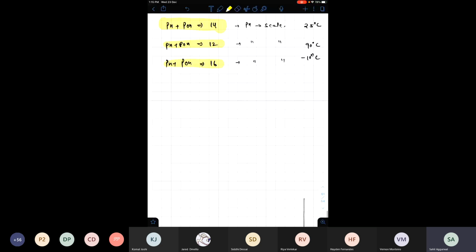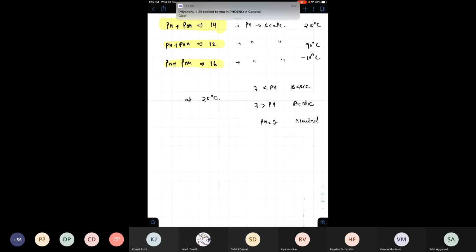pH greater than 7 is basic. pH less than 7 is acidic. pH equal to 7 is neutral, at room temperature. If we take other concentrations, then what will be the pH values?